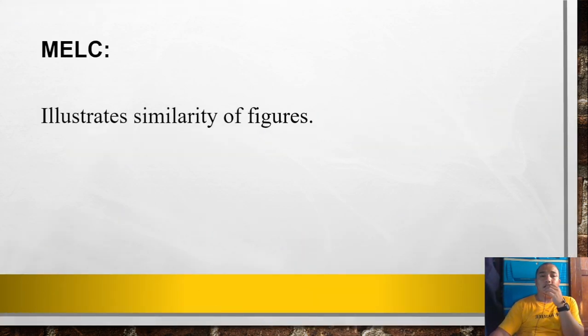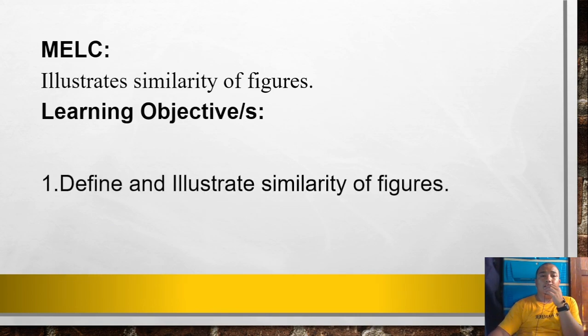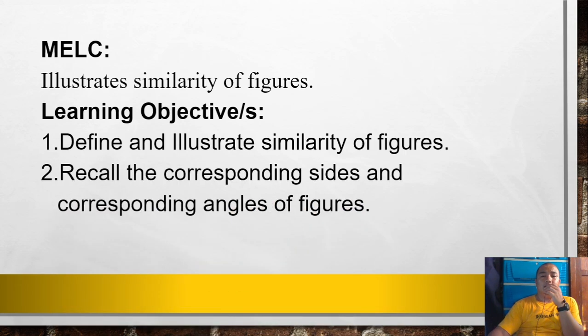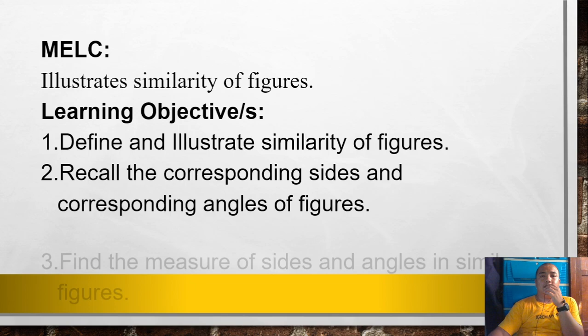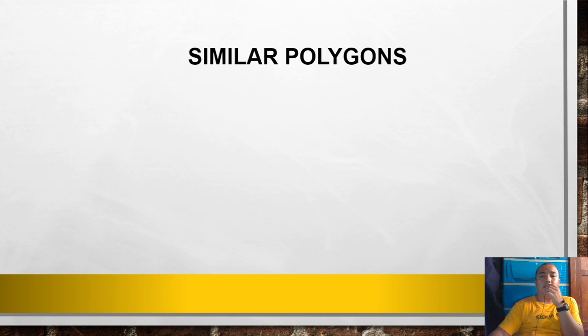The lesson illustrates similarity of figures. For the learning objectives, we will define and illustrate similarity of figures, recall the corresponding sides and corresponding angles of figures, and find the measures of sides and angles in similar figures. So what are similar polygons?